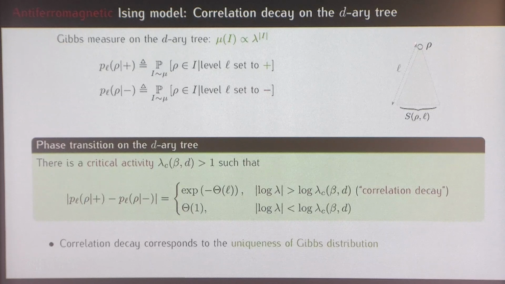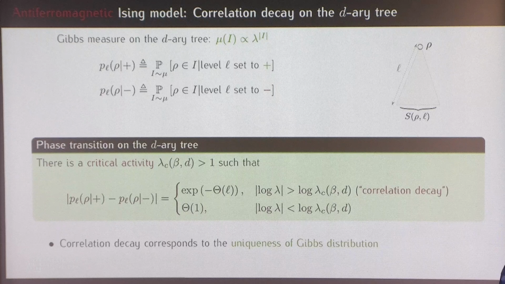I look at the root, but I look at two conditional probability distributions at the root. One of them is obtained by fixing everything at distance L from the root to plus. Just condition on those vertices to be plus, and then look at the conditional probability at the root. So that's the first one. And the second one is correspondingly obtained by just setting everything here to minus.